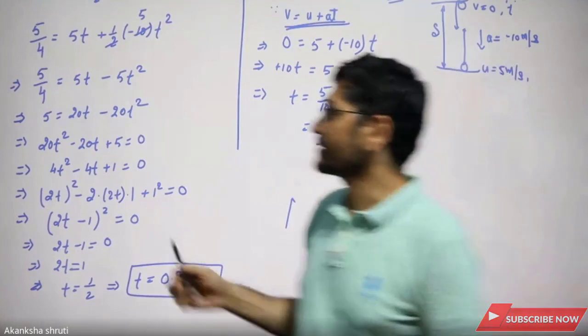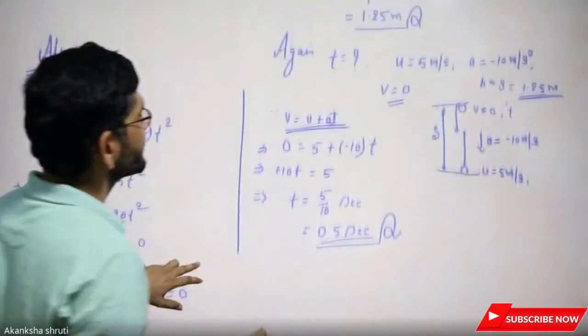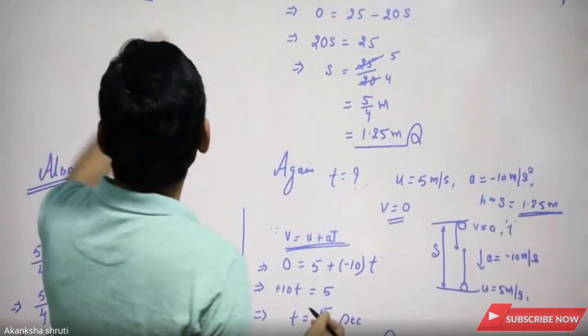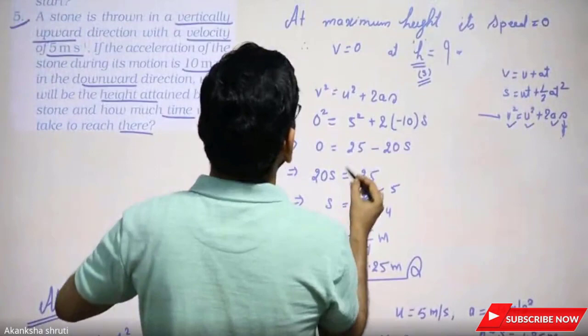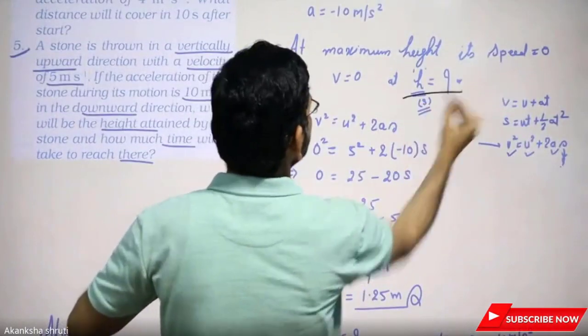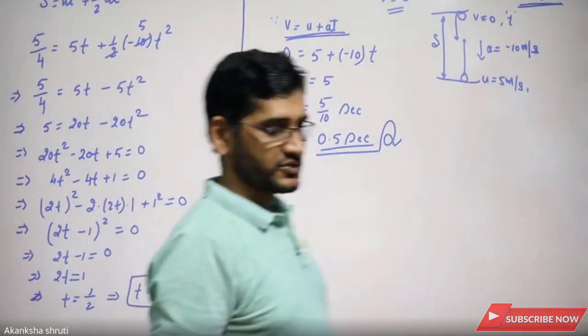So students, this was all about today's class. Here two things were to be calculated. One was our t, another was our height h, and we calculated both. So this was all about today's class.